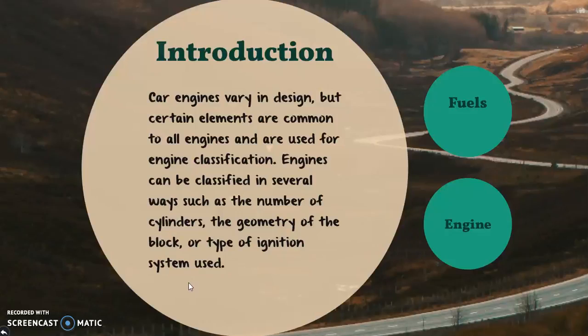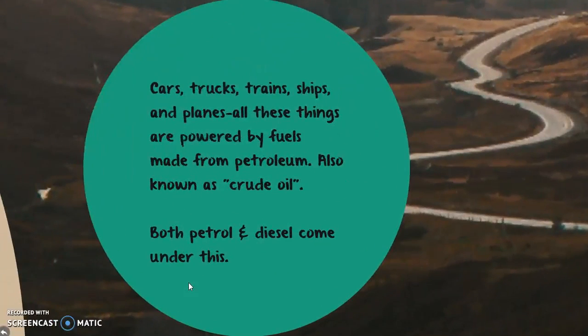For instance, you have the number of cylinders that can range from 2 to 12. You have 2 in scooters and in some bikes, and you have 12 in big vehicles. The geometry of the block and the type of ignition system used, that is whether it's spark ignition or auto ignition. All engines run on fuel.